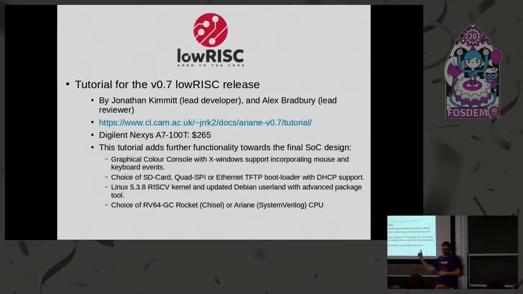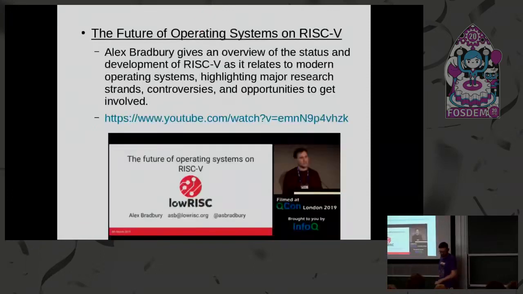So there's a version 0.7 of the Low Risk release right now, and you can get an FPGA development board for less than $300, and you can actually run a little graphical Linux environment on it. So if you follow this tutorial, I just found out about this 2 days ago from someone here at FOSDEM, so I'm eager to go try this out myself. So that's their long-term vision, I think, to have an SoC that's produced in volume that you could use to run Linux on.